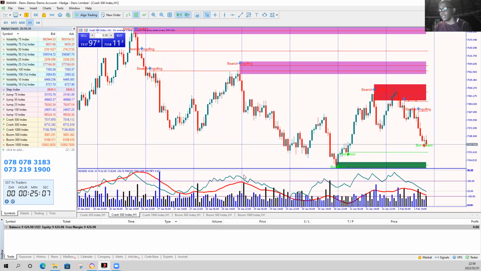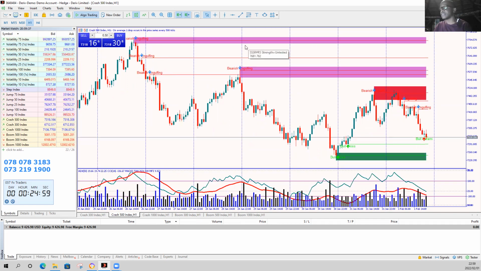Looking at this graph here at the Crash 500 on H1, this purple long block is the support. As you can see, the graph turned there. Our software is very clever to show you where the support is. You don't need to draw the support. You don't need to draw the resistance. It will draw for you the support and the resistance based on the time frame of where you are.